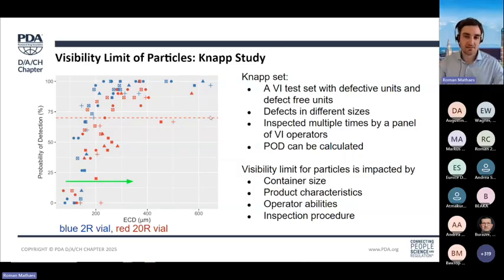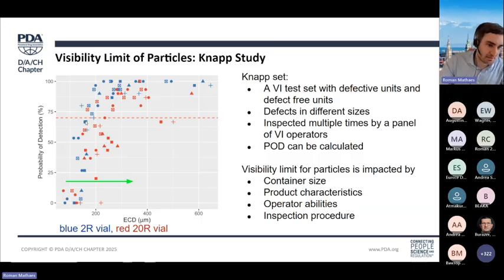And for this, typically these NAP studies are performed. You have a VI test set consisting of defects, known defects, and defect-free units. The defects are in different sizes. And then this defect test set is inspected multiple times by a qualified VI operator panel. And if we look now to the left, here's an example of one of these NAP studies. On the x-axis, you can see the size of the defects, and on the y-axis, you can see the probability of detection. And each dot represents now a single defect inspected, for example, by 10 operators 3 times, so 30 times.